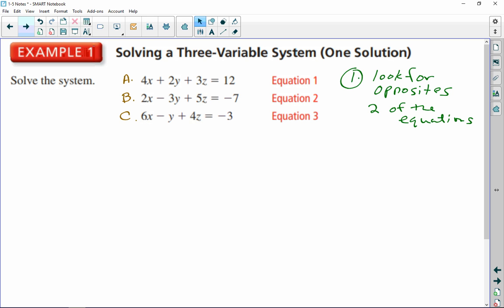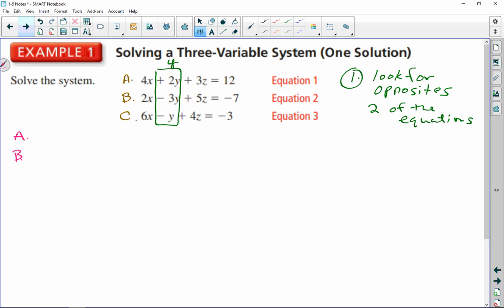Now why am I looking for opposites? Because what are we trying to do? We're trying to eliminate one of the variables. Everybody with me? Okay, what about 3z, 5z, and 4z? Are they opposites? Okay, so let's eliminate what? Let's try to eliminate my y's. Is everybody with me?